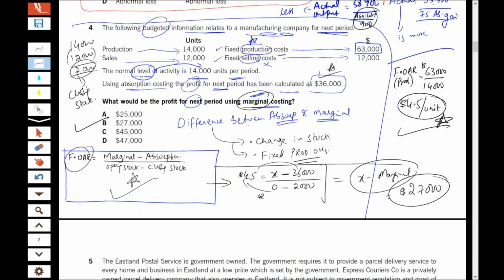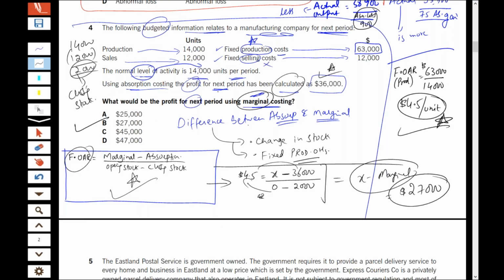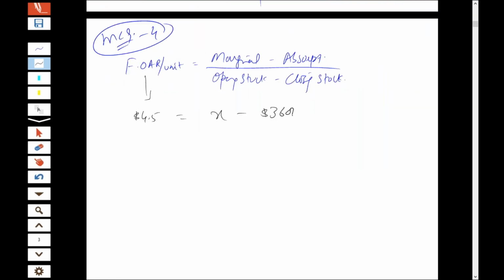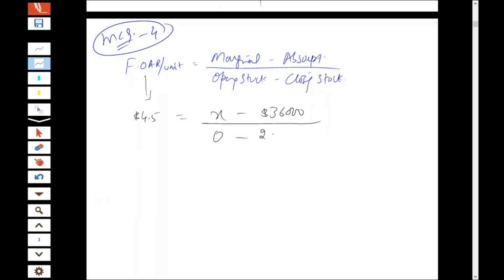This is the thing. Marginal profit is X, unknown to me, and absorption profit is given: 36,000. Opening stock is 0 and your closing stock is 2,000, because you had produced 14,000 and sold 12,000, remaining is that 2,000. So simply 4.5 is equal to X minus 36,000 divided by minus 2,000.